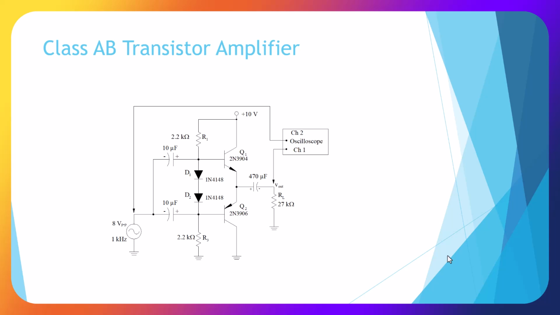Okay, here is our class AB transistor amplifier. As you remember from ET302, we add 2 diodes in order to convert a class B amplifier into a class AB in order to eliminate or reduce the crossover distortion.